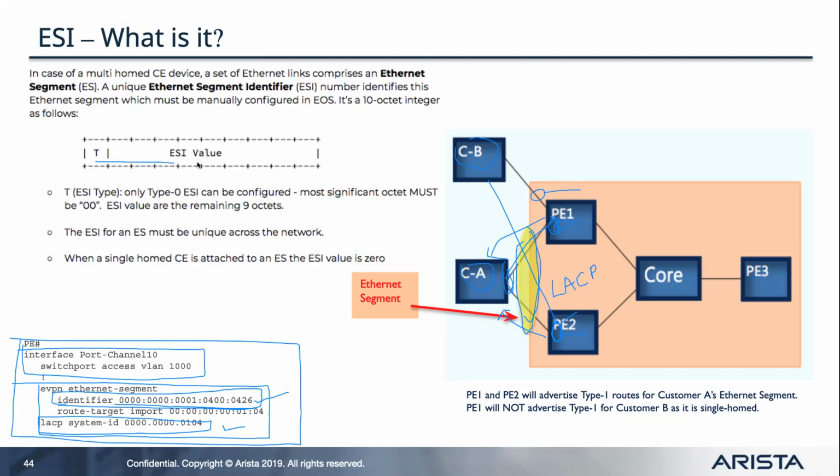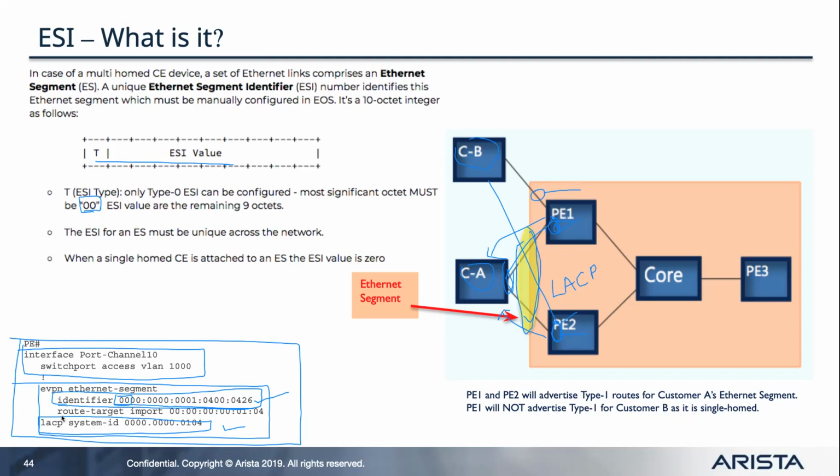And there are different ways of configuring the Ethernet segment identifier. Generally, what we use is starting with 00, followed by anything. We can use anything, right? So that is called the Ethernet segment identifier. We'll see the significance of the Ethernet segment identifier going forward.